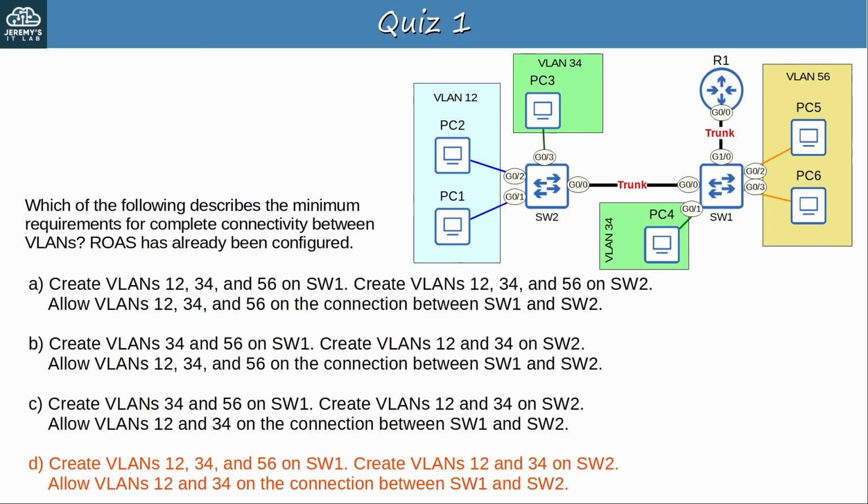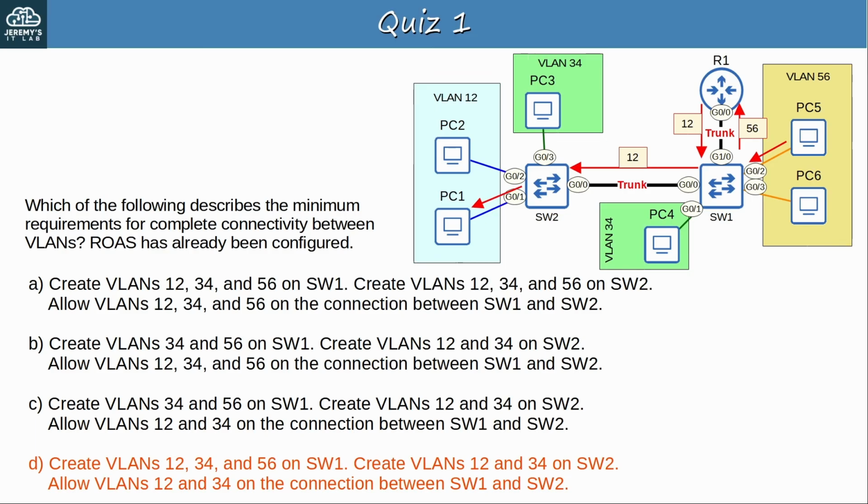Let me demonstrate. Let's say PC5 in VLAN 56 sends a message to PC1 in VLAN 12. PC5 sends it untagged to switch 1, which forwards it tagged as VLAN 56 to R1. R1 routes the packet and sends it back to switch 1 tagged in VLAN 12. Switch 1 forwards it to switch 2 tagged in VLAN 12, which forwards it to PC1.